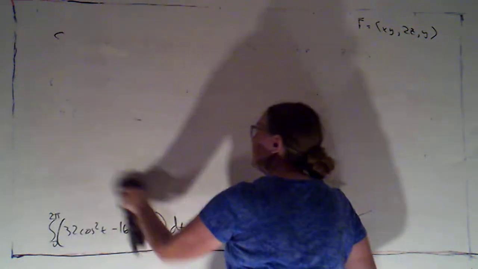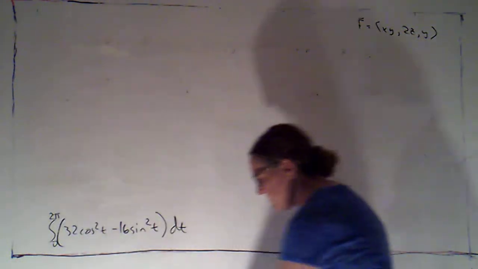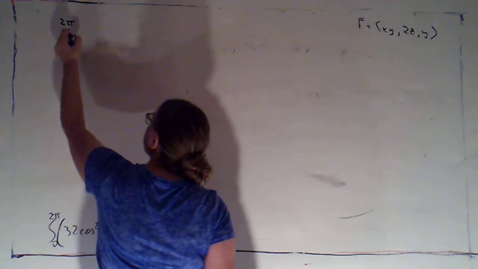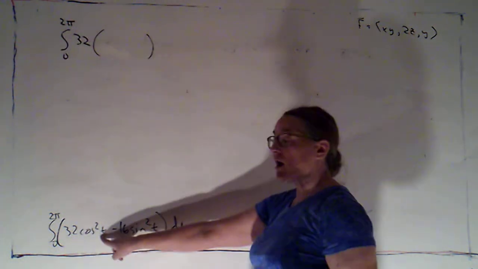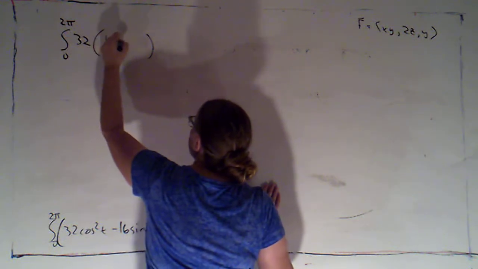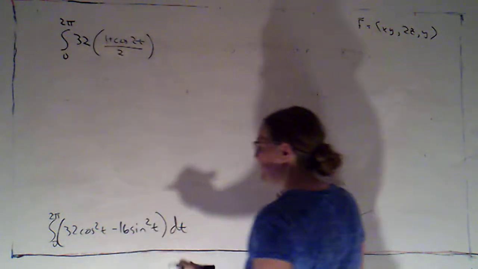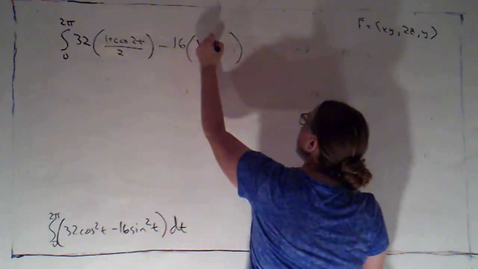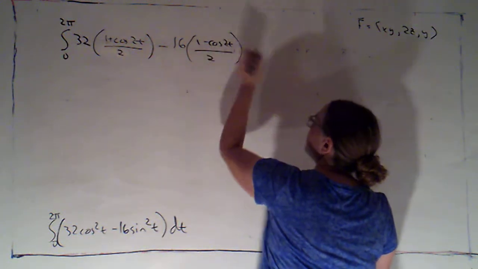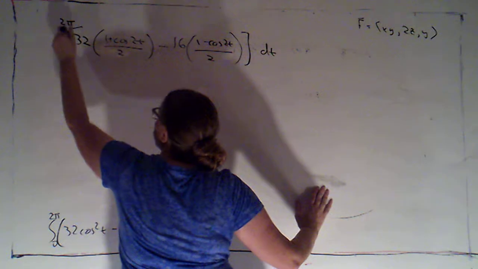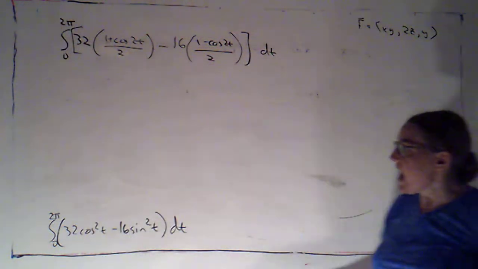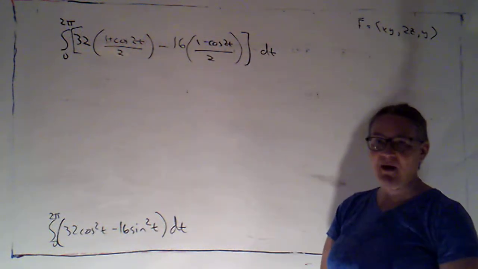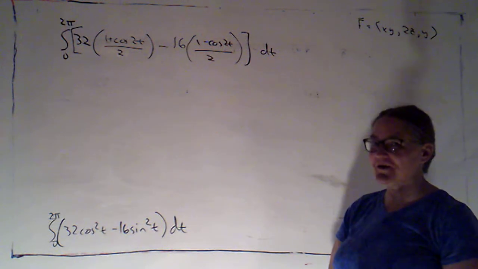So I know if I'm evaluating an even power of sine or cosine, I'm using the double angle formula for cosine. So I'm going to have the integral from 0 to 2 pi of 32 times cosine squared is 1 plus cosine 2t over 2 minus 16 times sine squared is 1 minus cosine 2t all over 2. And we're integrating all of that dt. Okay. Those are formulas we've done often enough this semester that at this point I've got them accidentally memorized. If you don't, make sure you know how to derive them.